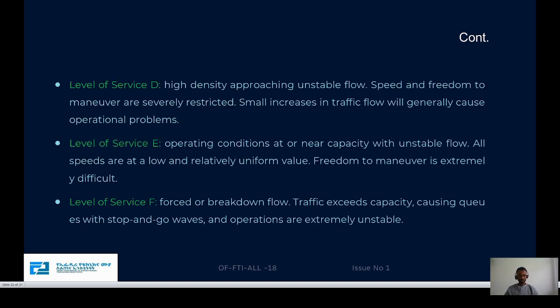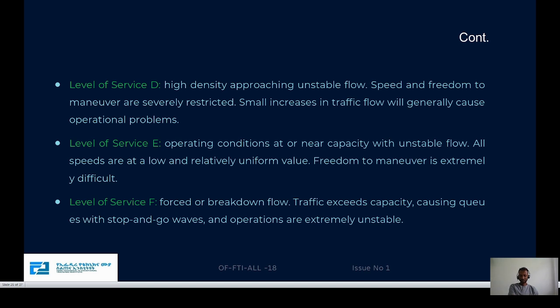Level D is high density, approaching unstable flow. Density means the number of vehicles on a given road is higher, so the speed and freedom will also be restricted. When we come to level of service E, it is operating near capacity with unstable flow, so the speed is very low. Freedom is extremely difficult or there is no freedom.